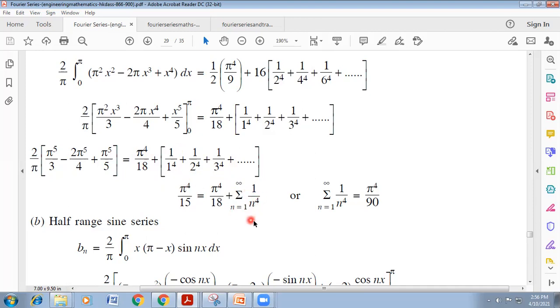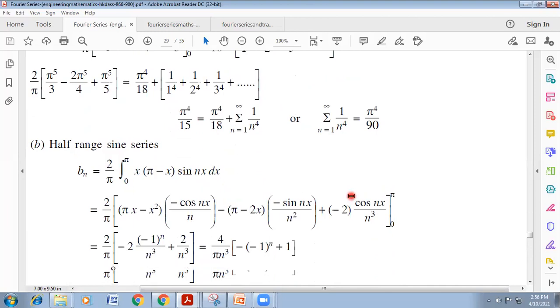For n equals 1 first term, for n equals 2 second term, for n equals 3 third term, plus and so on. Or this series can be written as this minus this, 5 to the power 4 by 15 minus 5 to the power 4 by 18. Then after taking LCM we get 5 to the power 4 by 90.